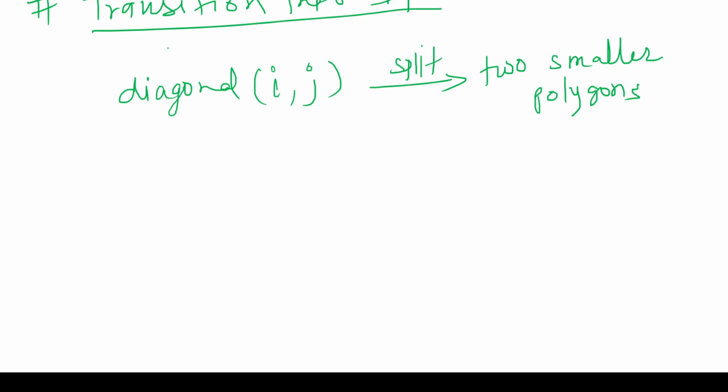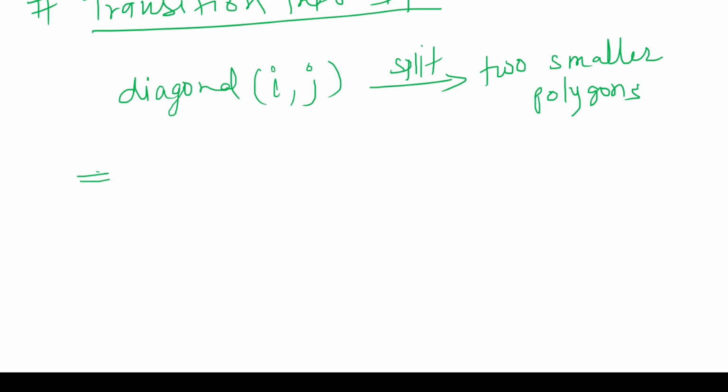Means, can I say what the transition into DP is? Because if we draw a diagonal, we have to split this polygon, let's suppose for example a quadrilateral, into two smaller polygons, that is, two triangles, right? Can we say that? Understanding, right? I hope you are understanding. If you have any doubt, guys, you can ask me in the comment box.